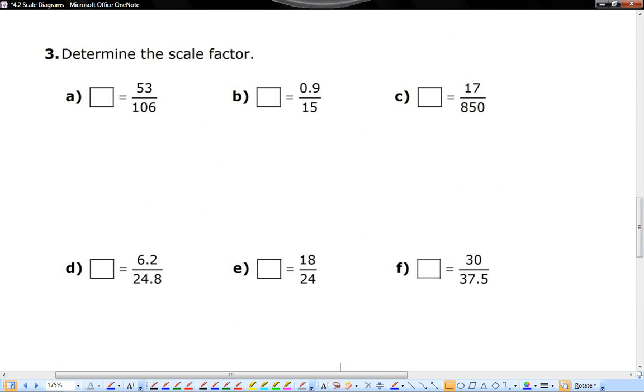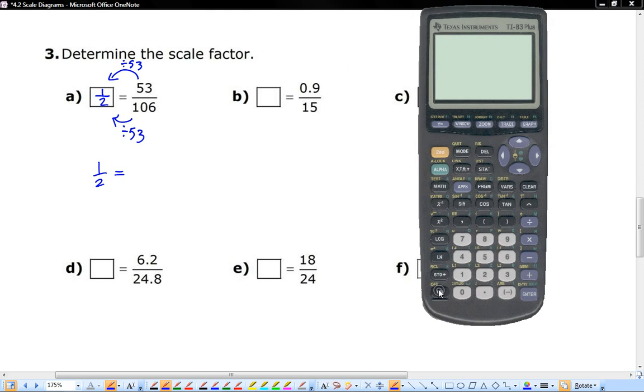Now let's talk about scale factor. If you want to calculate scale factor, you can take this fraction and put it as 1 over, because we've been doing 1 centimeter represents whatever. And you know that dividing the top and the bottom by 53 will accomplish that. But often that fraction that we get, in this case 1 over 2, we like to take and write as a decimal. You can calculate its value by doing 1 divided by 2, which is 0.5.